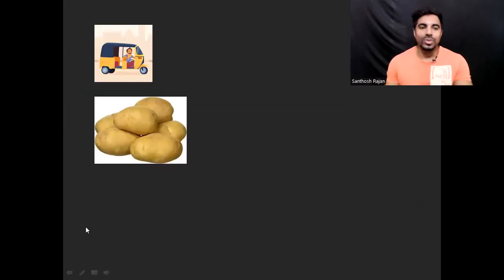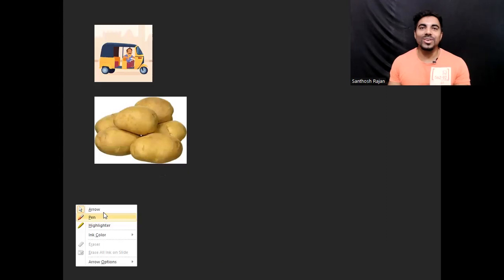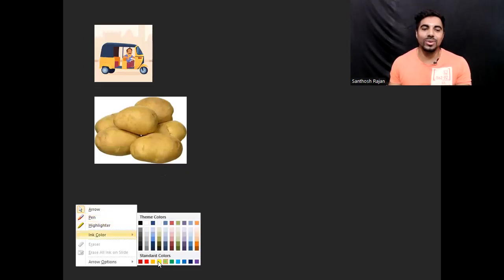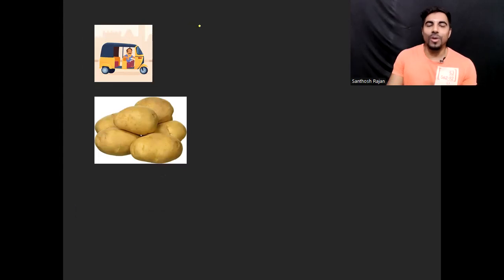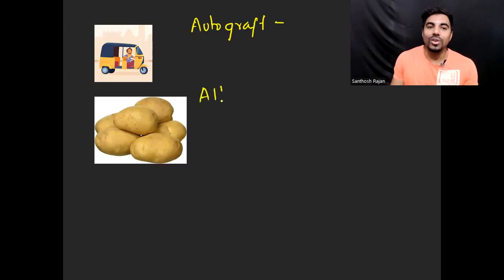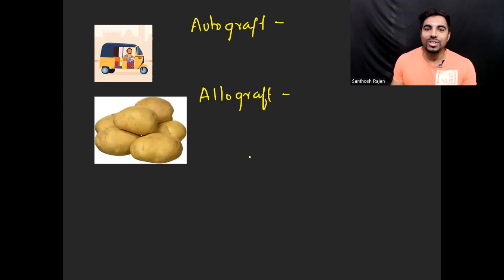Okay, so what is this picture, sir? You have a clue there. I'm going to tell that now. You will enjoy this. So first of all, what are the grafts? You have autograft and we have allograft. Allograft looks funny, you will understand why. And then of course we have isograft and xenograft. That's it.